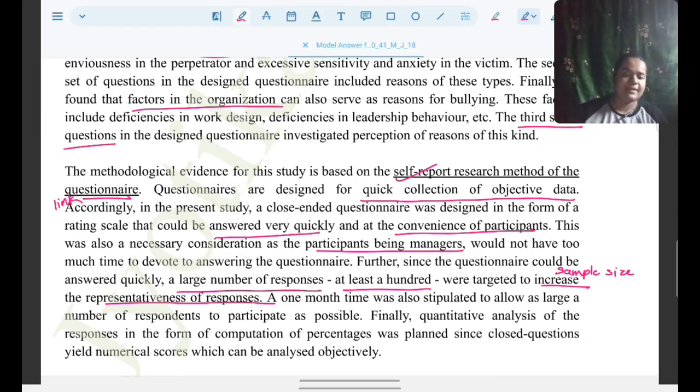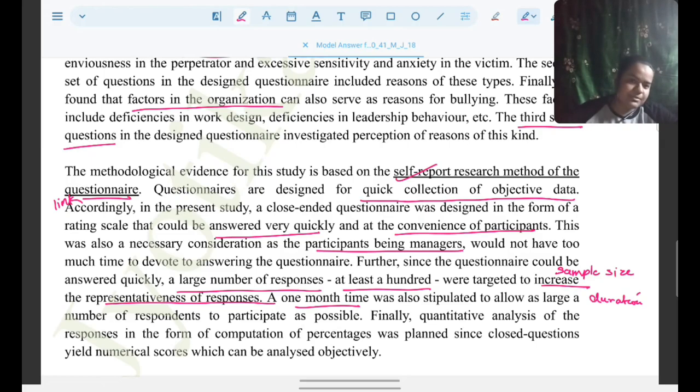I aimed for that, and because it's an online questionnaire and a close-ended one which can be answered very quickly, I don't think it's impossible, practically speaking, to have that many responses. One month time. One month is the duration. Here I've justified the duration of the study. It was also stipulated to allow as large a number of participants as possible to answer. So yes, why I have included a long duration, I felt I should justify that as well, because one month sounds long.